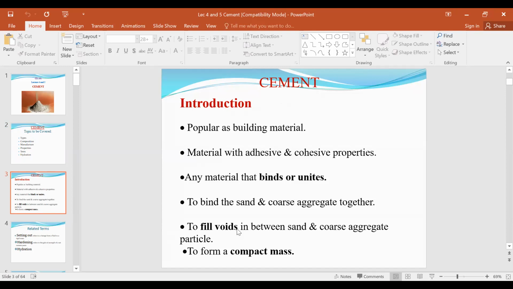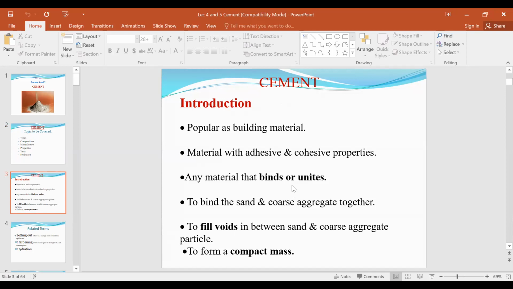I said that there are a lot of building materials. Cement is a popular one, and popular means there are other materials similar to cement, like lime, but cement is more popular. Why? We'll see in the next slide. Cement is a material which has both adhesive and cohesive properties. There is a difference between adhesion and cohesion.